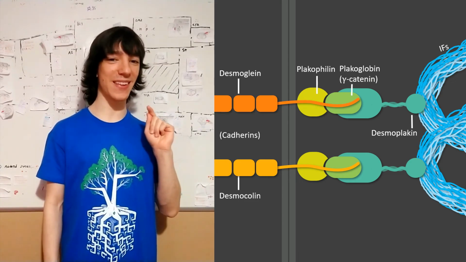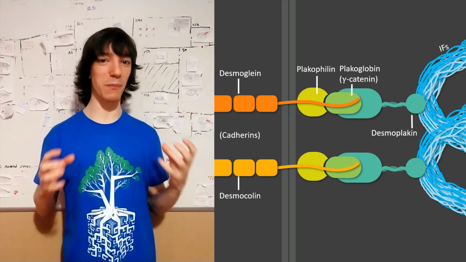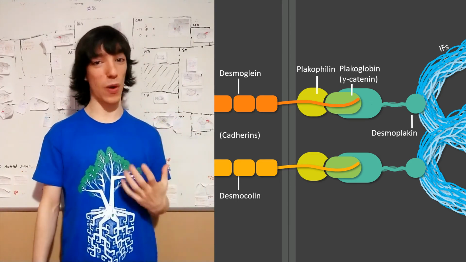The next video I'm gonna make is going to be about desmosomes, which also use cadherins, but connect not the microfilaments, but the intermediate filaments, which are stronger and more resistant and really important for our bodies.